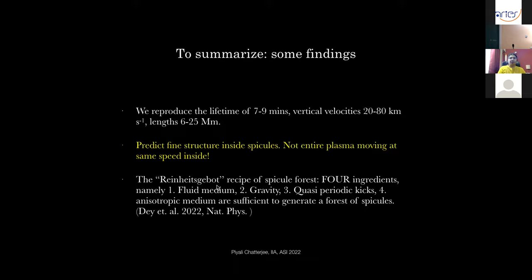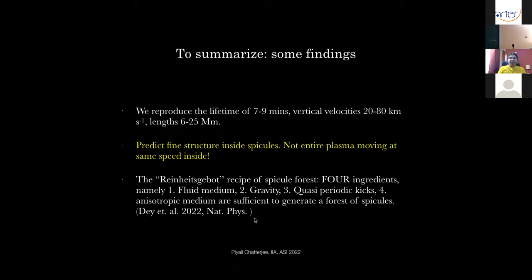Then these four components are sufficient to generate a forest of spicules. You may have other kinds of spicules by different mechanisms, but they are different kinds of spicules. For a spicule forest, these are the minimum conditions that you would need.